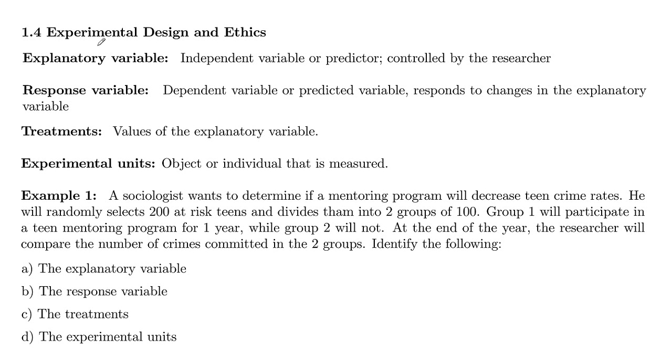We want to talk about experimental design here now. So in an experiment, you're going to have an independent variable and a dependent variable. The independent variable is called the explanatory variable. So you see explanatory here, you should think independent. So that's the variable that's controlled. The researcher has control over that variable.